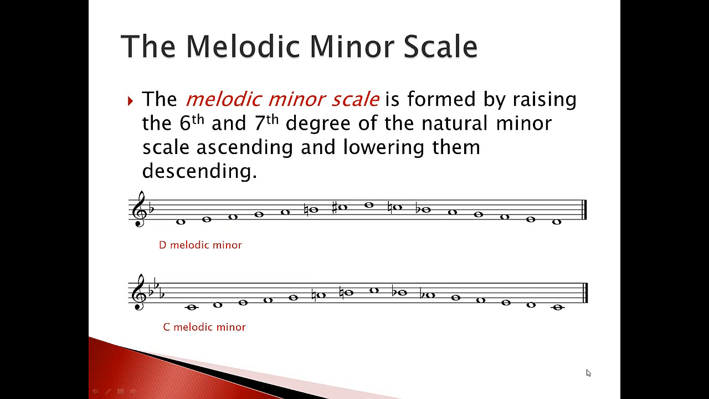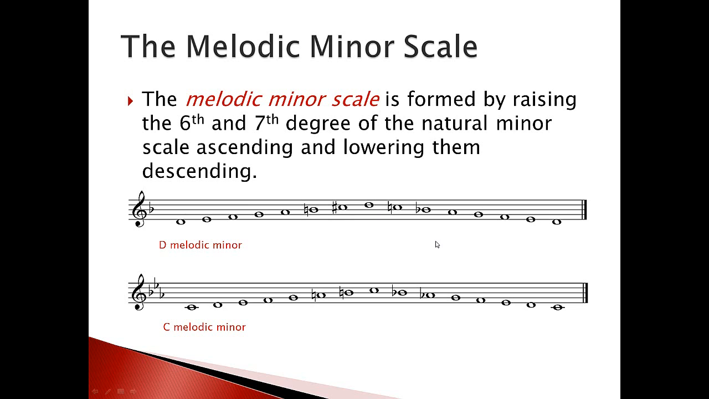The other type of minor scale that we're going to learn is the melodic minor scale. And this is formed by raising the 6th and 7th degree of the natural minor ascending and lowering them going down. So here's D minor again. Here we raised 6, which was B flat to B natural, 7 from C natural to C sharp, and then we lower them back to C natural and B flat on the way down.